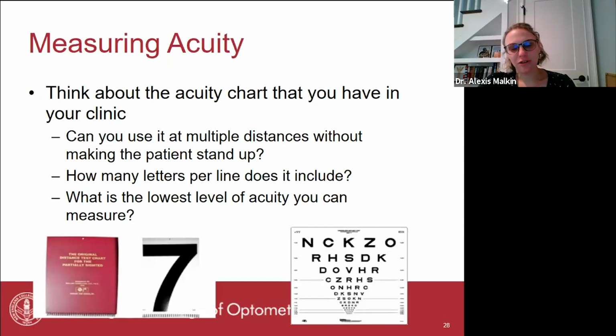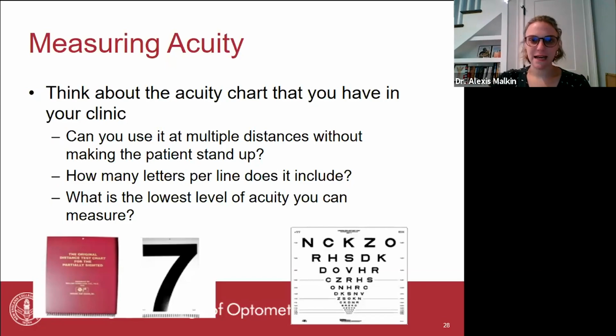You can see on the picture on the left, I've got the Feinbloom or Designs for Vision chart. And on the largest numbers, we only have one per page. Eventually we get to 3, and then we get to 6 on a line with multiple lines per page. But this disadvantages those with vision impairment. So if they have a scotoma, they have to work a lot harder to find that one number. Something like an ETDRS chart, which is here on the right, has 5 letters per line, no matter what the level of acuity. And you also want to think about the lowest level of acuity you can measure.